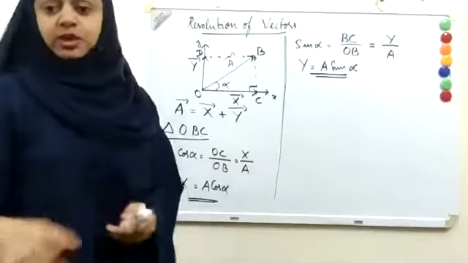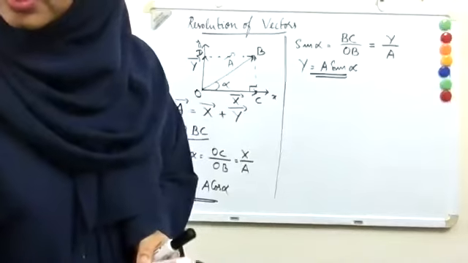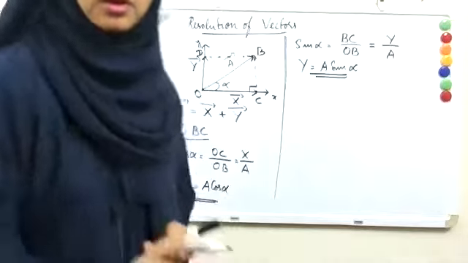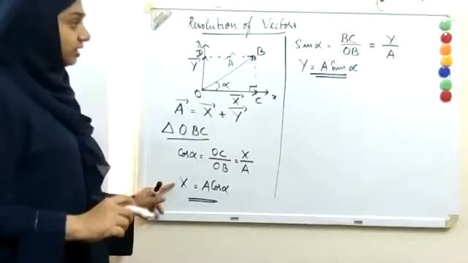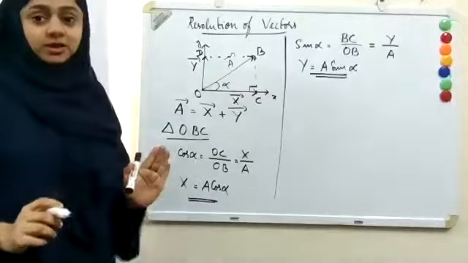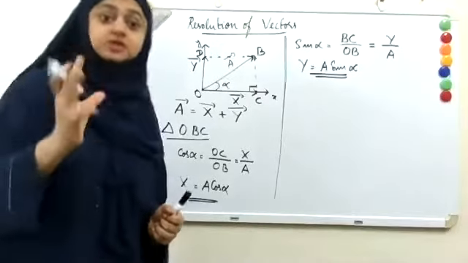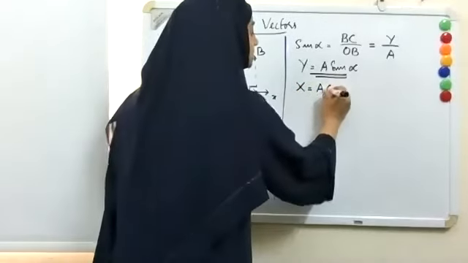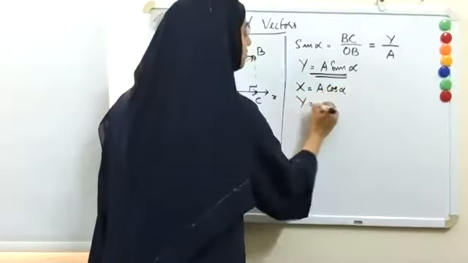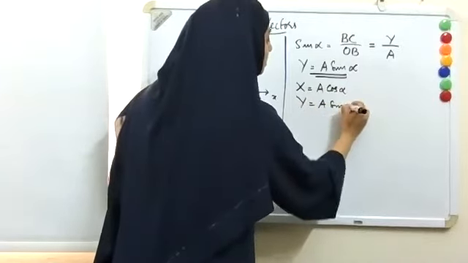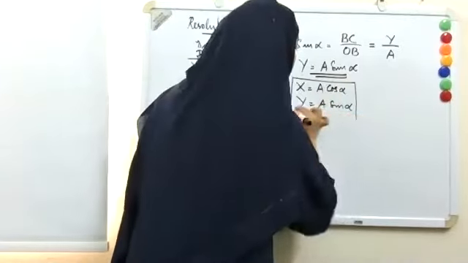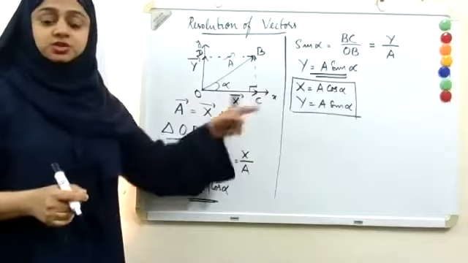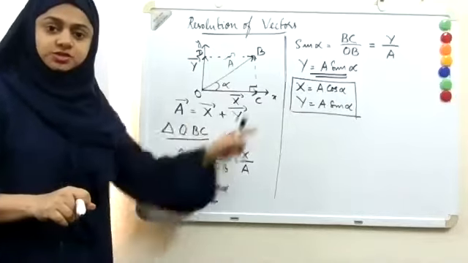So whenever we are resolving a vector into two perpendicular directions, then the two components will have magnitude given by x is equal to A cos alpha and y is equal to A sin alpha. So this is how we can resolve a vector into two perpendicular components. Is that clear to you?